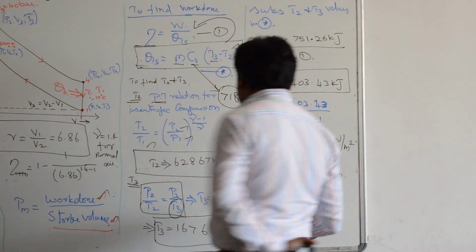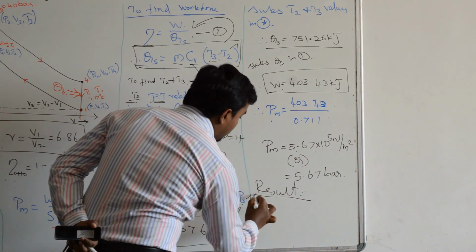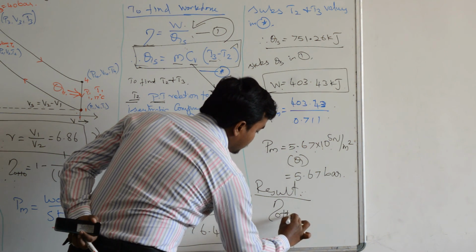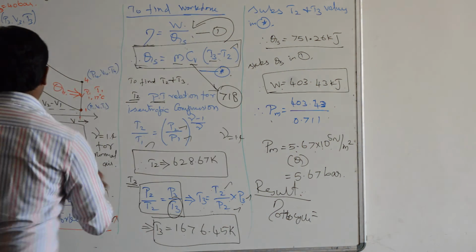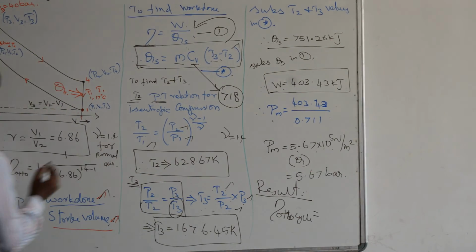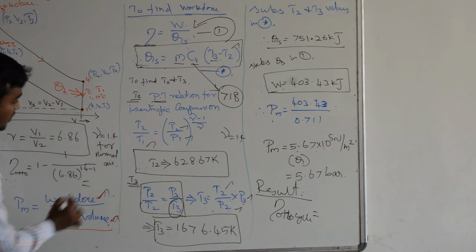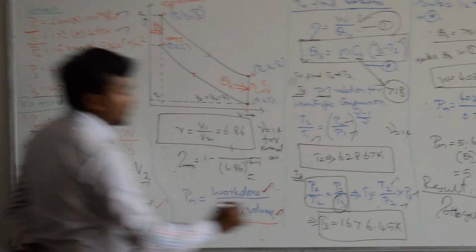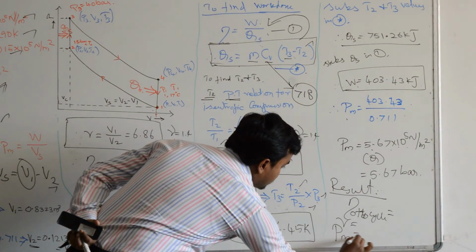Now you write the result. Result, first one: efficiency of Otto cycle is equal to, substitute these values. Then compression ratio r is equal to, then mean effective pressure PM is equal to.